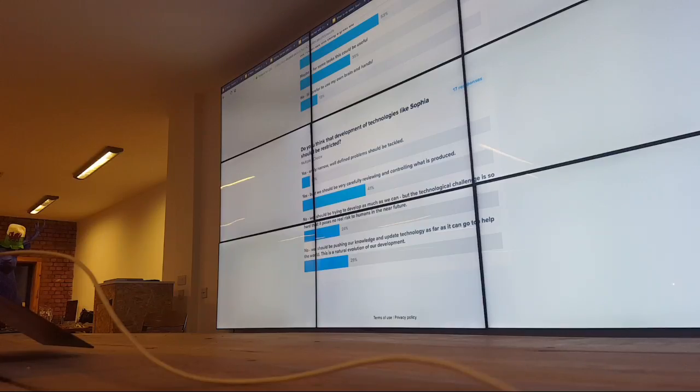Then, no, we should be developing as much as we can, because the challenge is so hard and there's no need to worry about safety. About 24% said that. And 29% said no, we should just go for it, and whatever happens, happens.